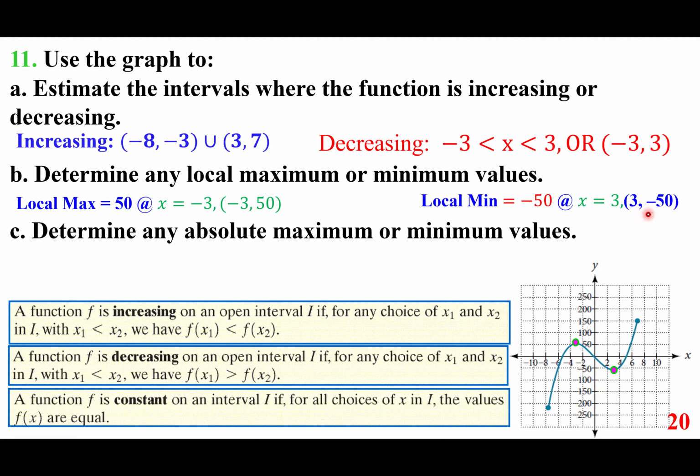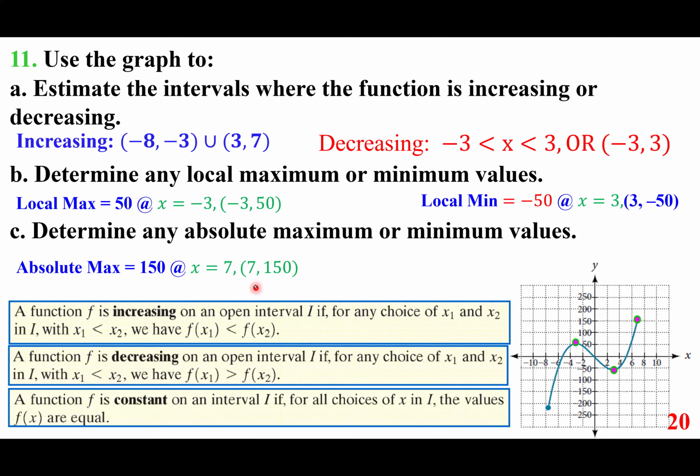Determine any absolute max or minimum value. The function has no other place having larger y-coordinate than this point. This is the absolute max. No other point goes down more than this one. So absolute max equals what? 150 at x equals 7. Absolute max is 150 at x equals 7, or you can write 7 comma 150.